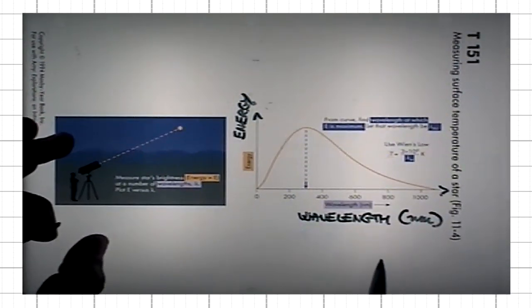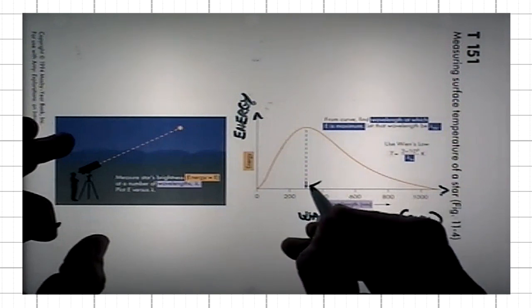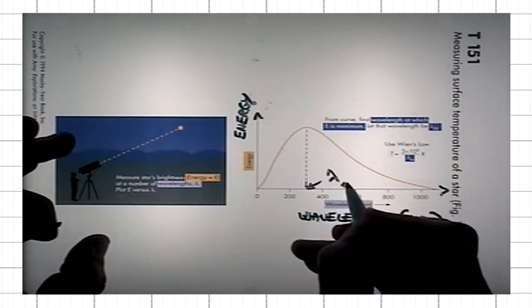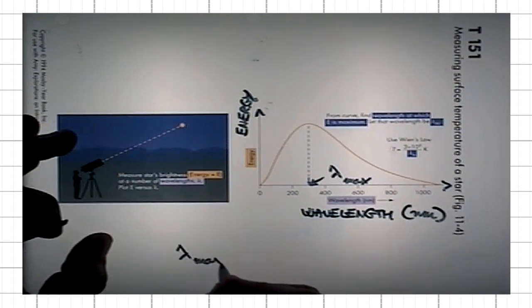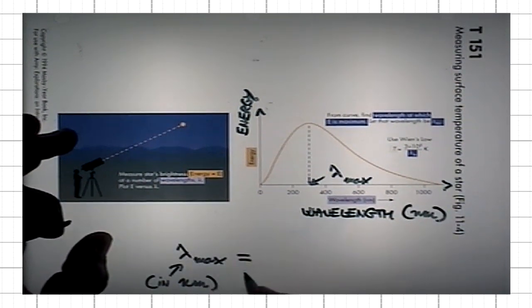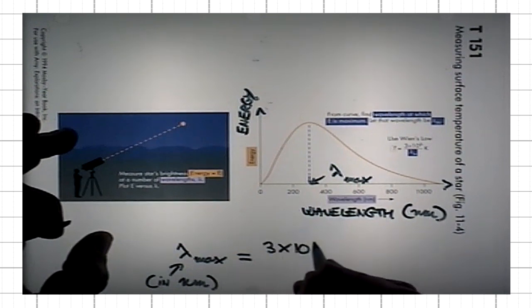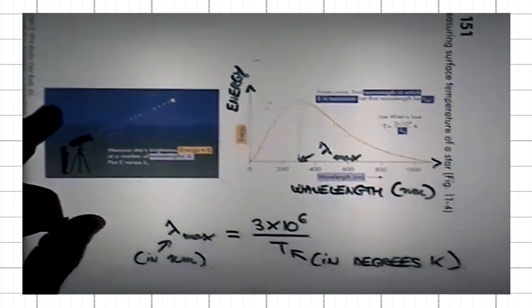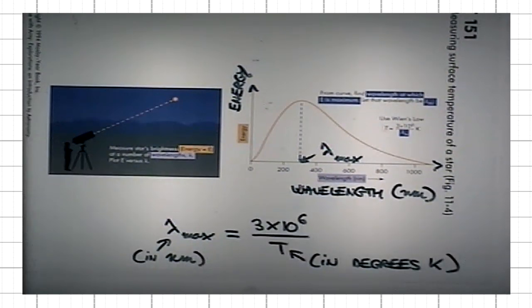And Wien's law tells you basically, if I denote the wavelength where most of the energy is emitted with lambda max, that lambda max in nanometers is related to the surface temperature in degrees Kelvin as follows. You have 3 million divided by the temperature in degrees Kelvin. Now the Kelvin scale is the so-called absolute temperature scale, and 0 degrees Kelvin is the lowest temperature that can be achieved in nature, and it corresponds to minus 273.16 degrees centigrade.